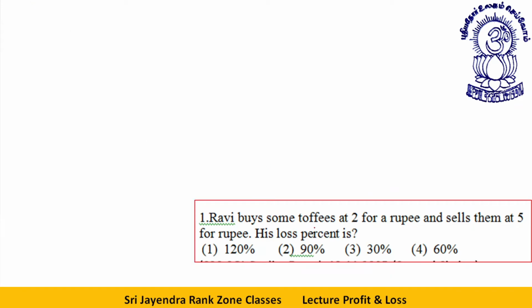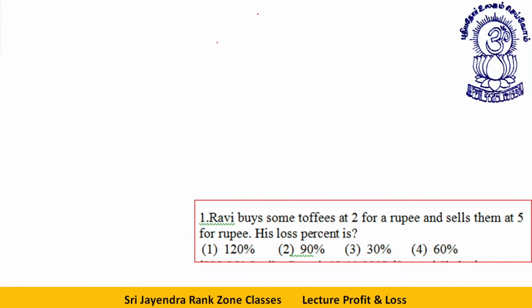Ravi buys some toffees at 2 for a rupee and sells them at 5 for a rupee. His loss percent is? See, what do we do in such sort of a question? Find the CP of one article. It depends. Basically, find the CP of one article or find the CP of a number of articles. I'll tell you how.